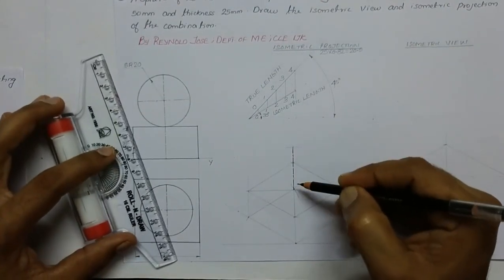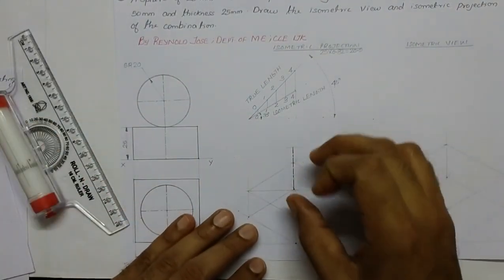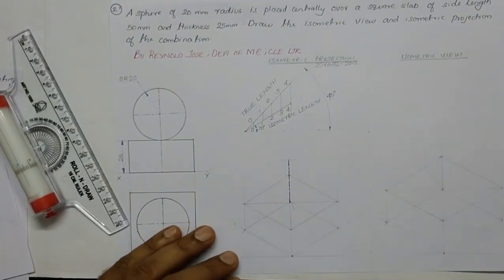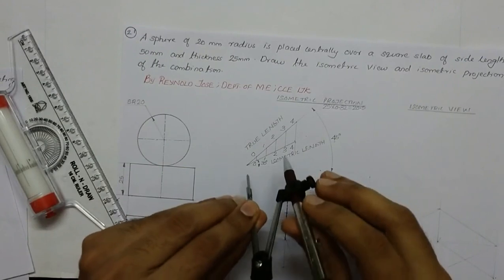And we shall mark the center of the axis. So this is 40 into 0.82. Center will be 20 into 0.82. So again we shall take it using compass.